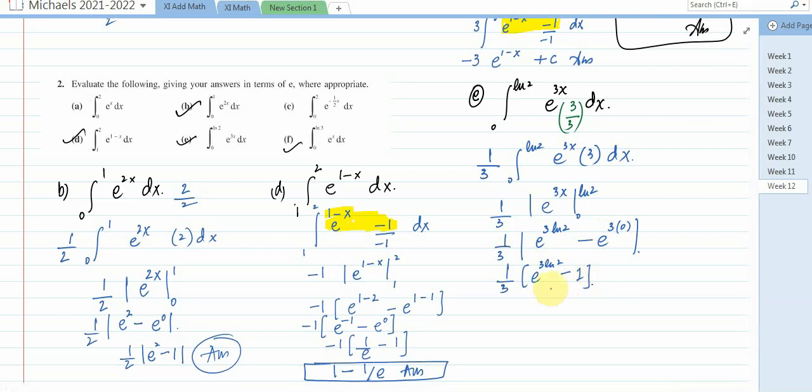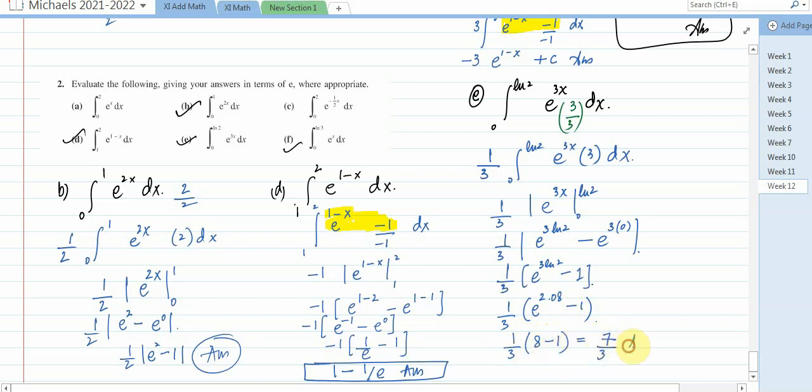To solve e to the power 3 ln2, first we need to find ln2, that is 0.7, times 3, it's 2.097. So I can say 1 upon 3 times e to the power 2.08 minus 1, and e to the power 2.08 will be 8, minus 1, it's 7 divided by 3, and that is your final answer.